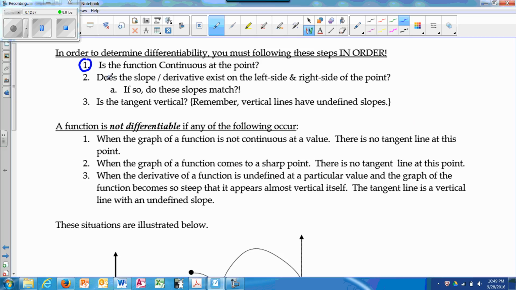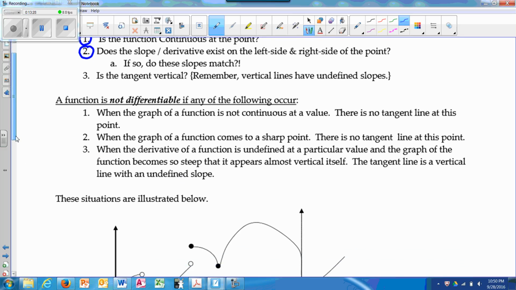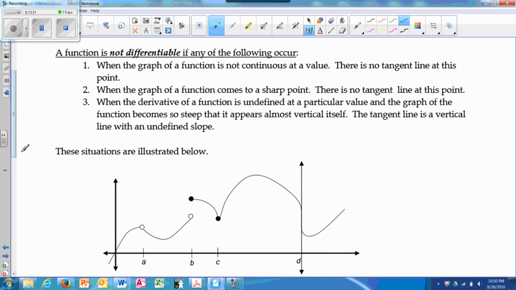So, in order to determine differentiability, you must follow these steps in order. You must check to see if the function is continuous. If the function is not continuous, you stop. If the function is continuous, you go on to step 2. Does the slope or derivative exist on the left and right sides? If so, do these slopes match? And then, is the tangent line vertical? Vertical lines have undefined slopes.